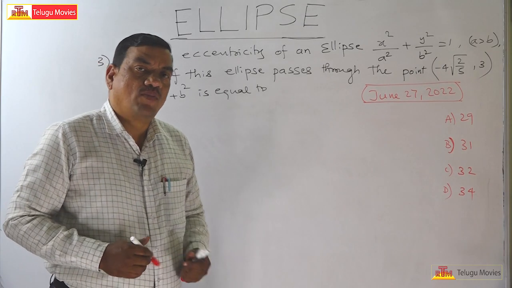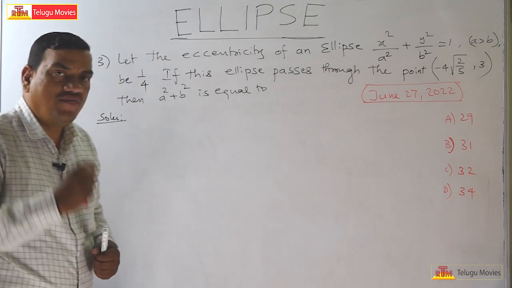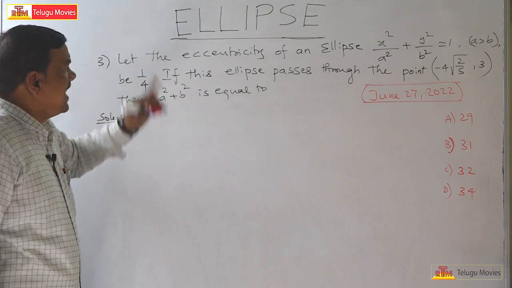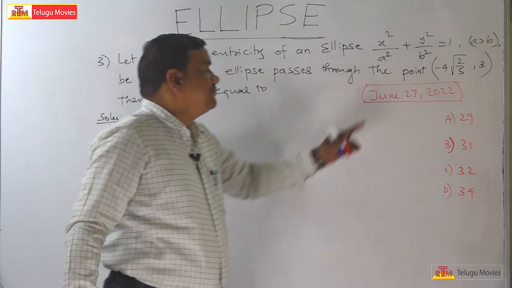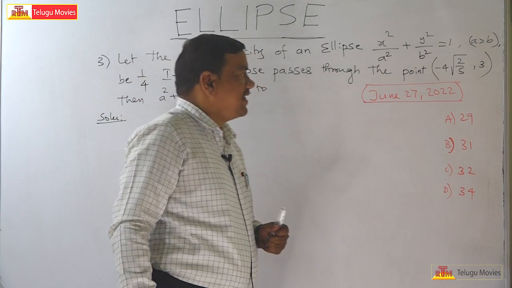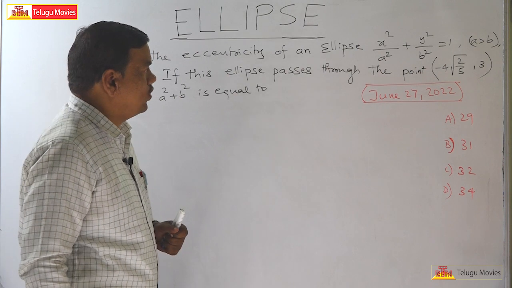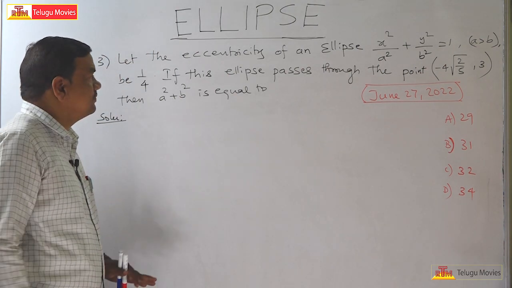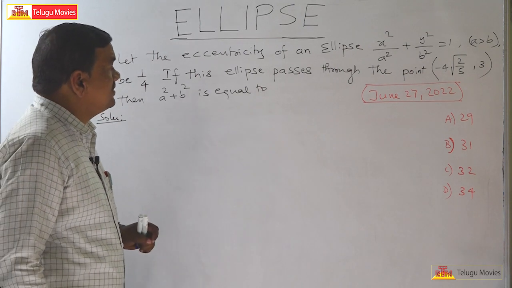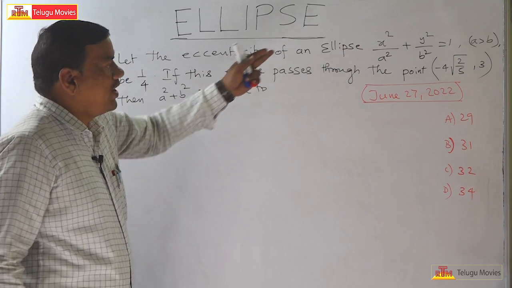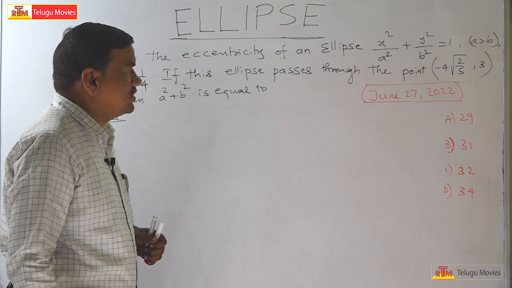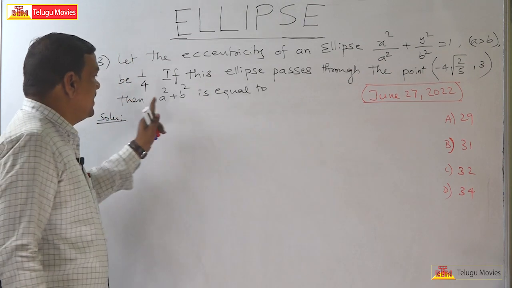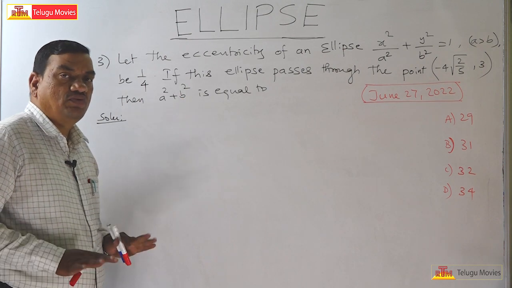Welcome to this problem. It is also one of the very, very easy problems. Let us see this problem. Let the eccentricity of the ellipse x square by a square plus y square by b square is equal to 1 be 1 by 4. So eccentricity is given. If this ellipse also passes through the point minus 4 root 2 by 5 comma 3, then a square plus b square is equal to.